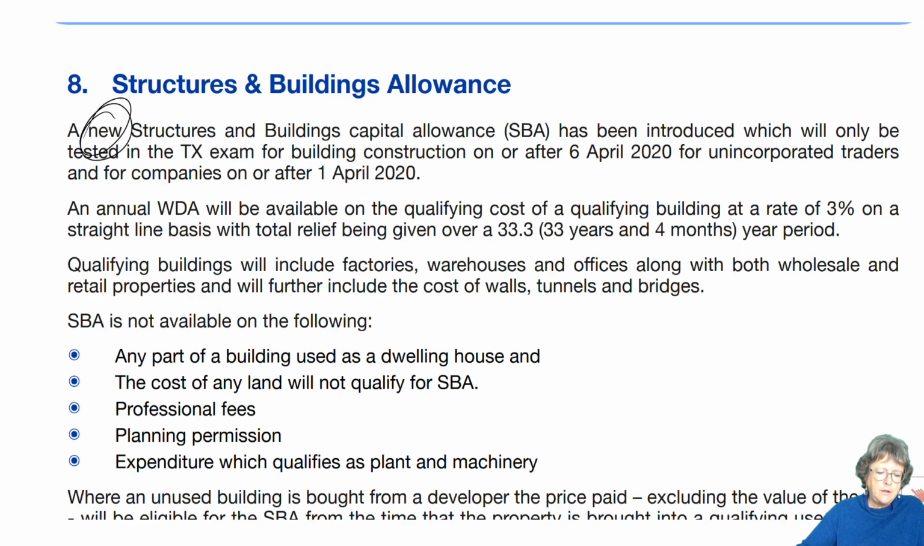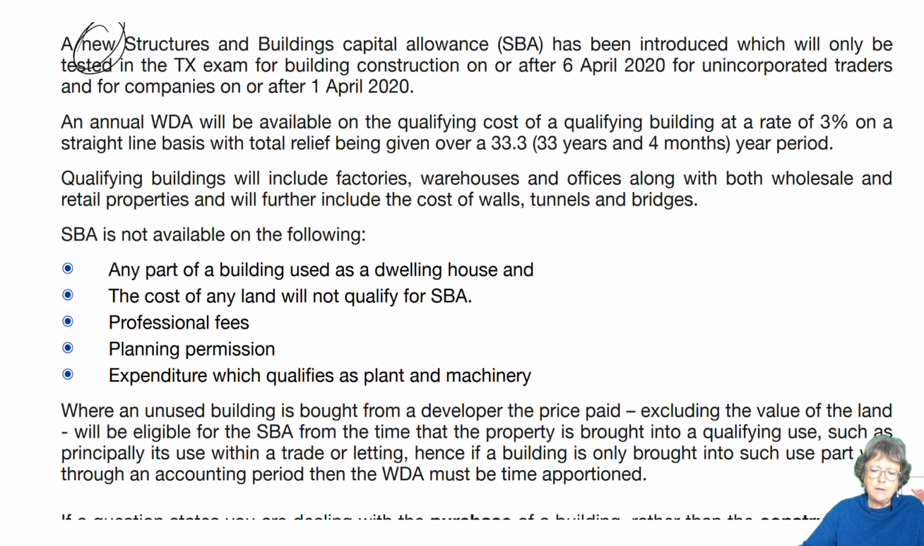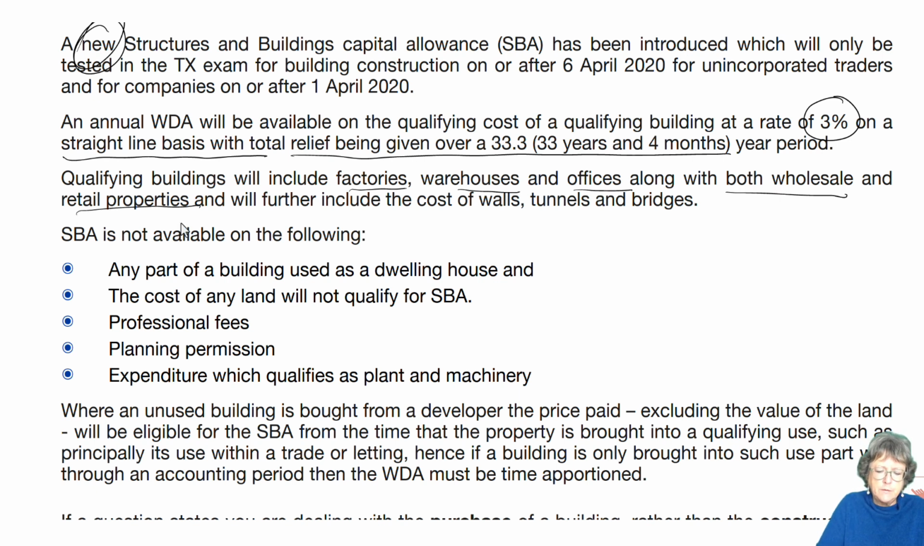Now it's an annual allowance, a written down allowance of 3%. Now this is different, it's not a reducing balance, this is a straight line basis. So total relief is given over 33 years and 4 months. The qualifying building must be a factory, a warehouse or an office, wholesale or retail properties. Includes walls, tunnels and bridges.